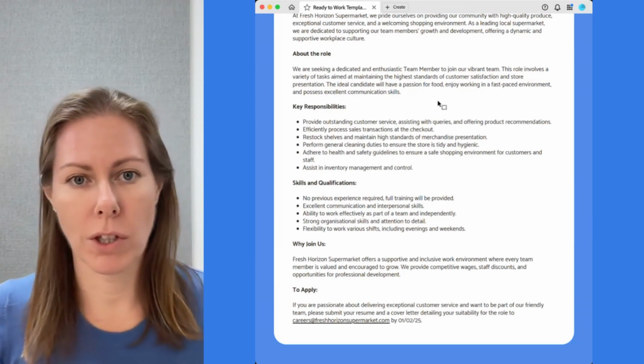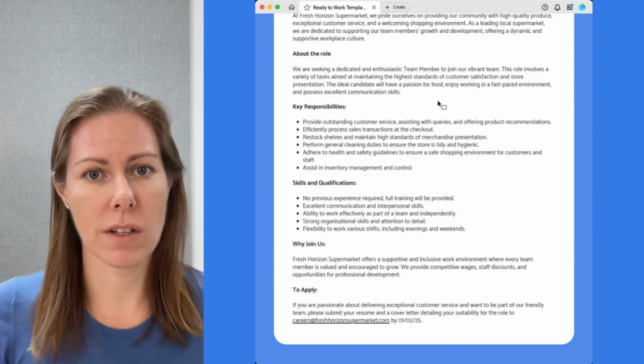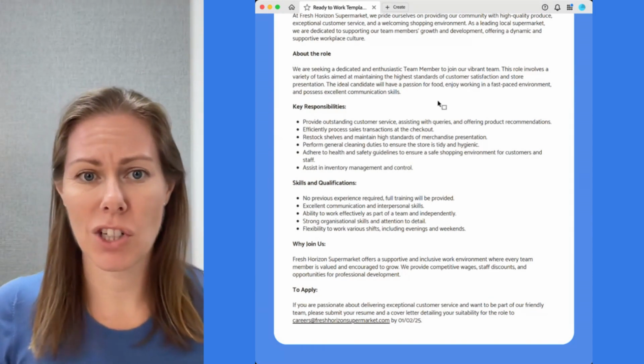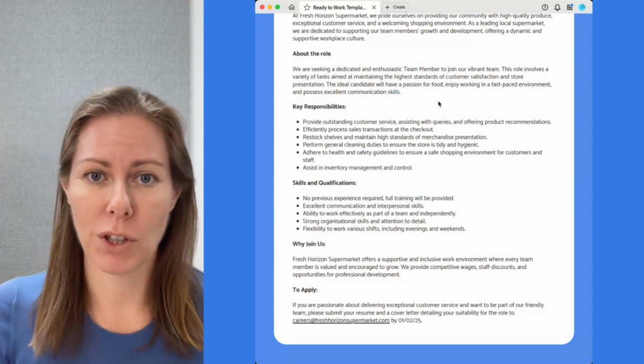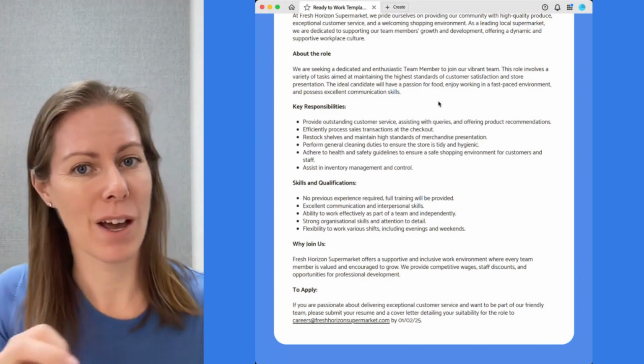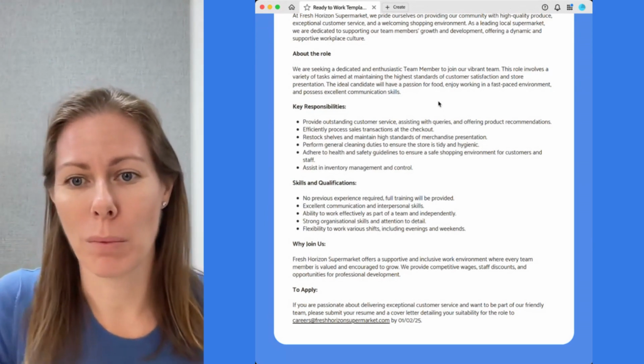If you have no interest whatsoever in food and in groceries, and you're not particularly keen on working with customers, and you don't like being rushed, then this might not actually be the job for you. There will be other jobs that don't have those kind of requirements, but this job in particular might not be the right job for you.